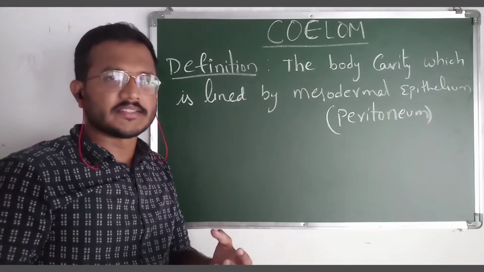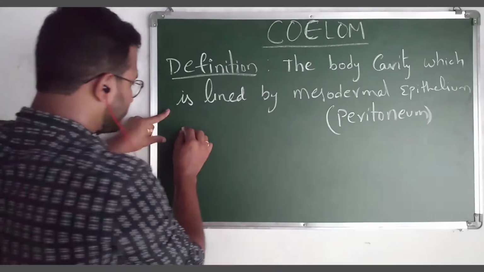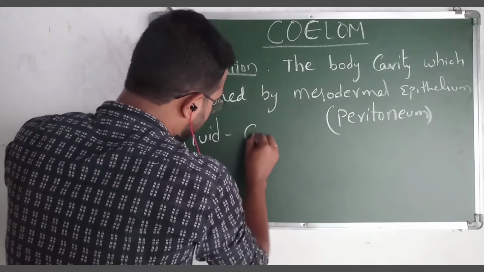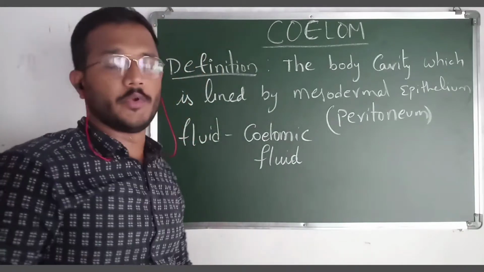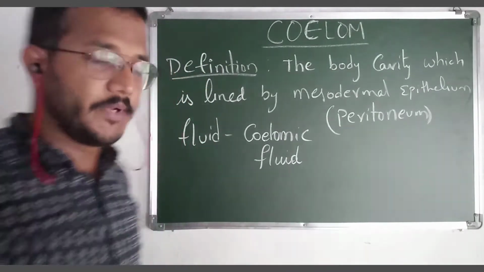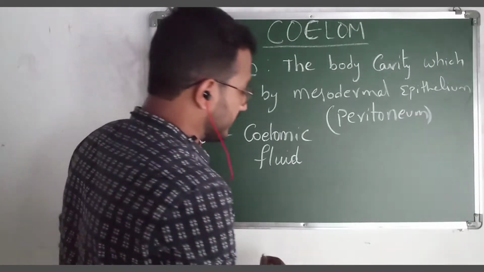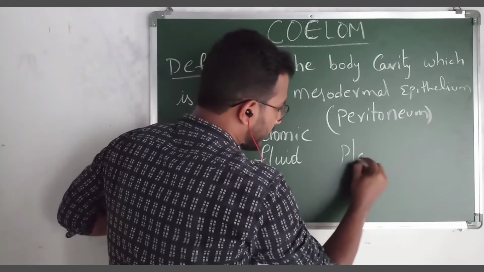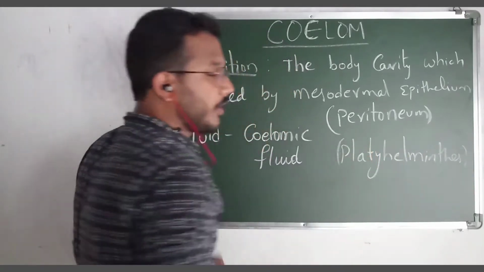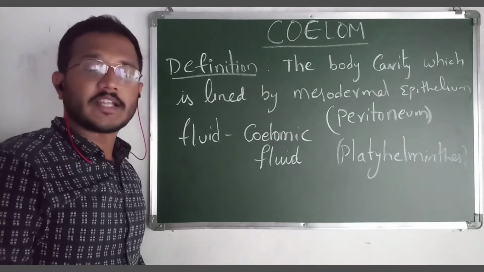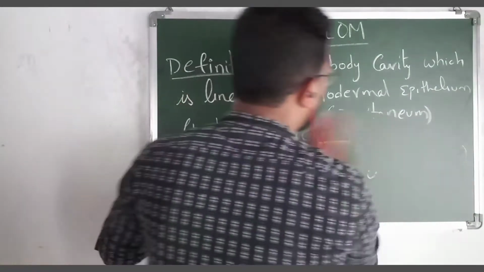It is a space lined by the mesodermal epithelium, and that space is filled by a fluid known as coelomic fluid. So here we have to discuss some important basics. The concept of coelom arose from the triploblastic animals, especially from platyhelminthes. So the topic of coelom arose from there. Which phylum exhibits which type of coelom and what its structure is, we will see in detail.